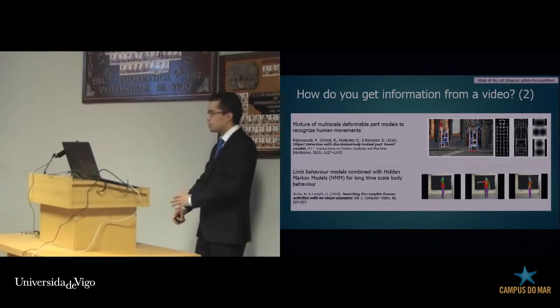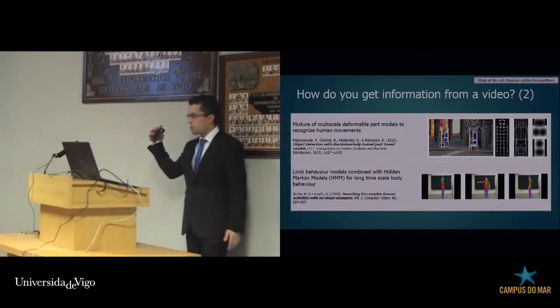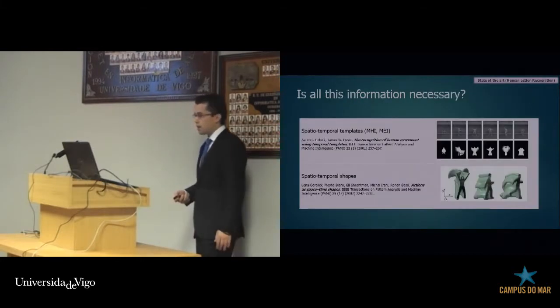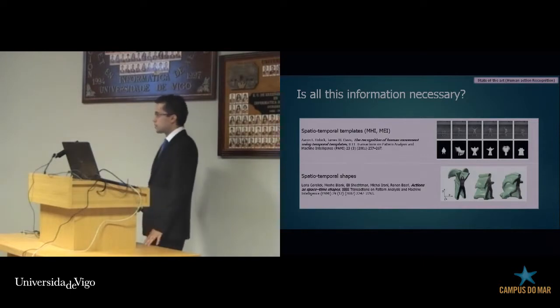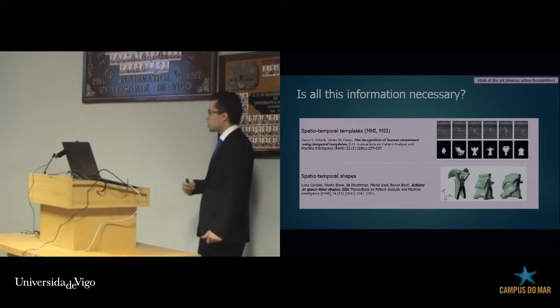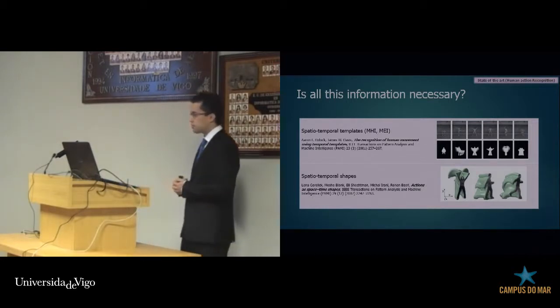But the main problem here is that of course you have to view all the information, because sometimes with only one camera, if you have a camera here, maybe sometimes you don't see this limb in all these frames. So you are going to lose a lot of information. The question here is, is all this information necessary, or can you sometimes use other representations of these movements? So this is the spatio-temporal templates.